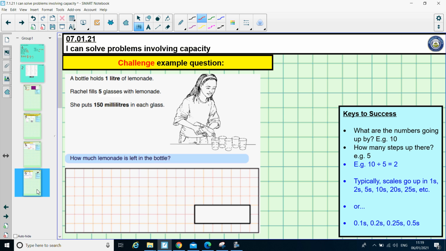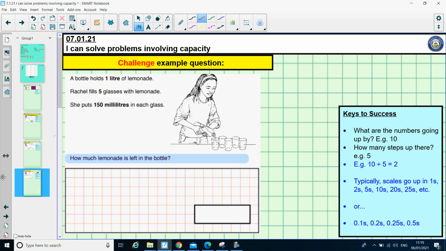Okay, so a bottle holds 1 litre of lemonade. Rachel fills 5 glasses with lemonade. She puts 150 millilitres into each glass. How much lemonade is left in the bottle? Okay, if you want, you can pause the video now and have a go at this question yourself, or you can just listen to me explain it.